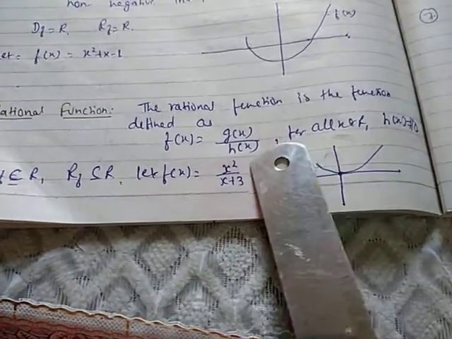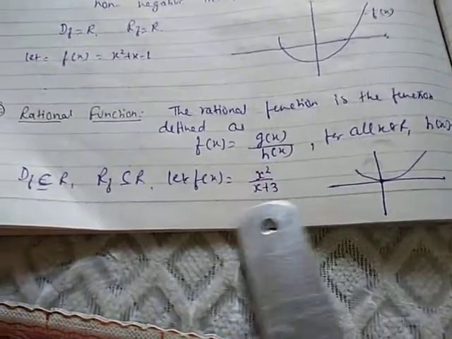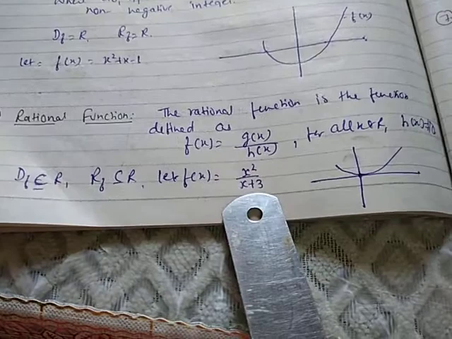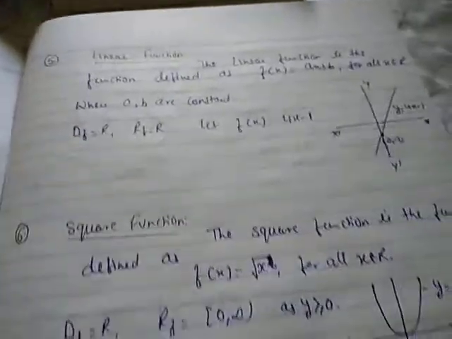Let f(x) = x² / (x + 3). It will give you that kind of graph. It is also a rational function, where x is not equal to -3. Then after that, the linear function. You know the linear function gives you a straight line.